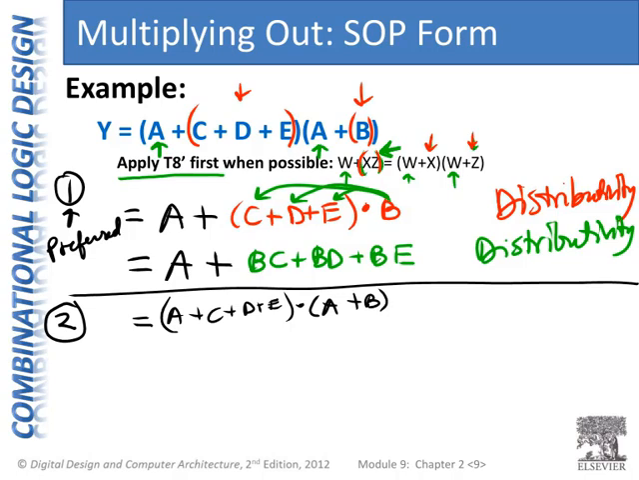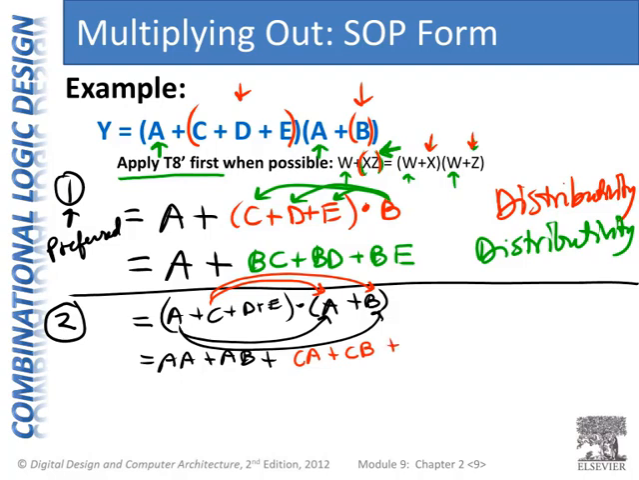And so we can multiply out. We're going to get A or A and B, or C and A, or C and B, or D and A, or D and B, or E and A, or E and B. Okay, doesn't look the same yet, but we used multiplying out, or distributivity, to get there.